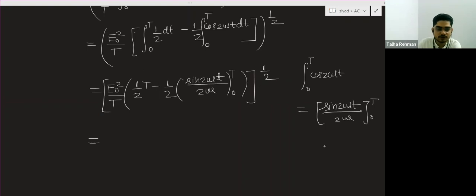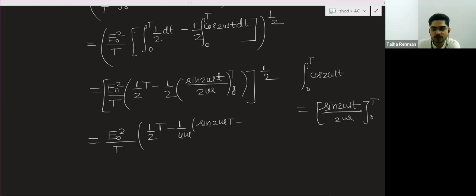Now this is E naught square divided by T, and here we will have half of T, and here we will have half. So you will multiply this 2 with 2, so this will become 4 omega. Now you will put the value of the limit. This is sine 2 omega t, sine 2 omega into T. So this will become sine 2 omega T minus this. This is 0, so when you put 0 in this equation, this will become sine 0. This whole has the power of 1 by 2.